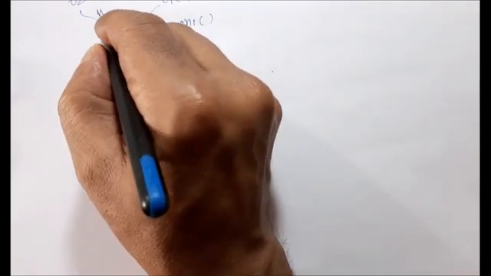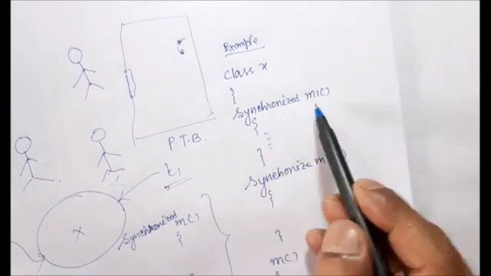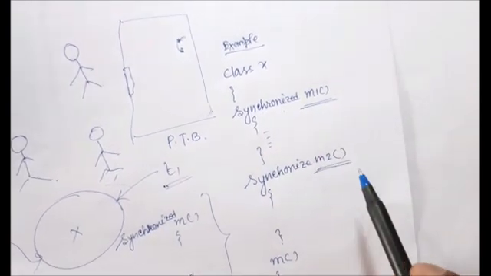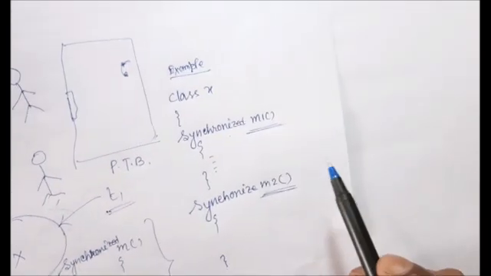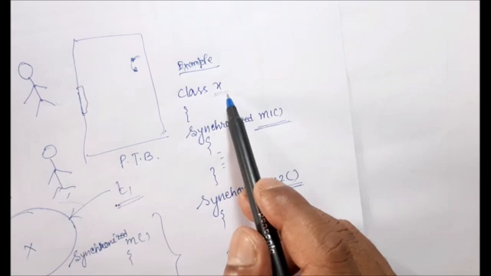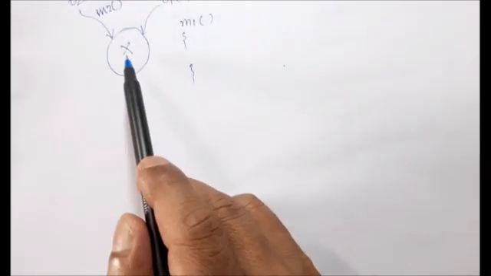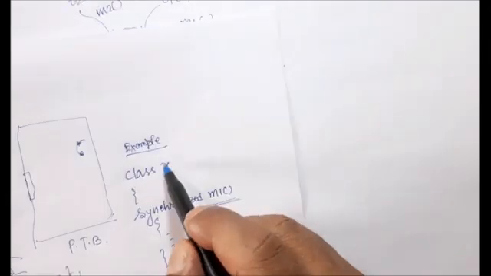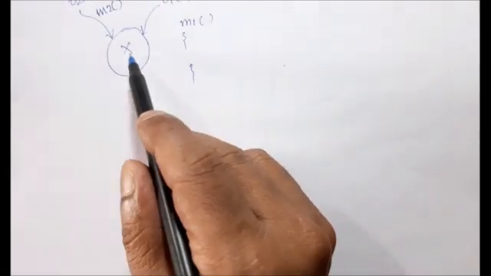It cannot access the M2 method because both methods are synchronized. M1 method is synchronized, M2 method is also synchronized, and both are referred to the same class. So only one object. Here X is an object, so X is an object.